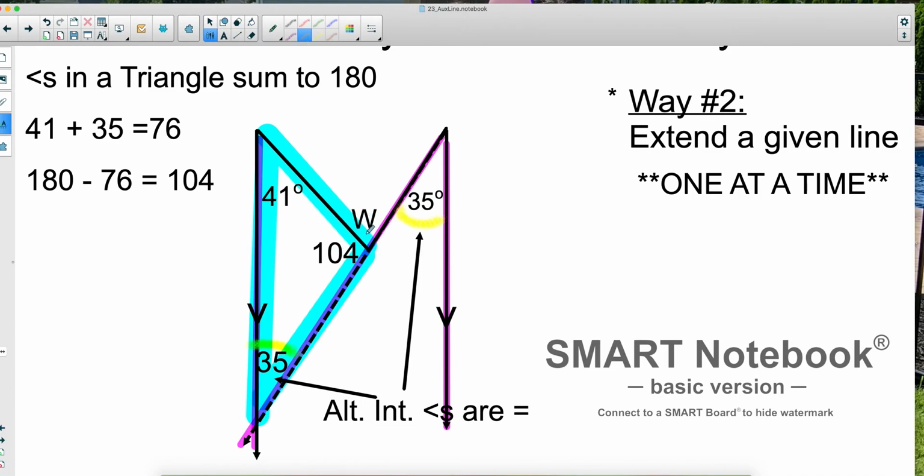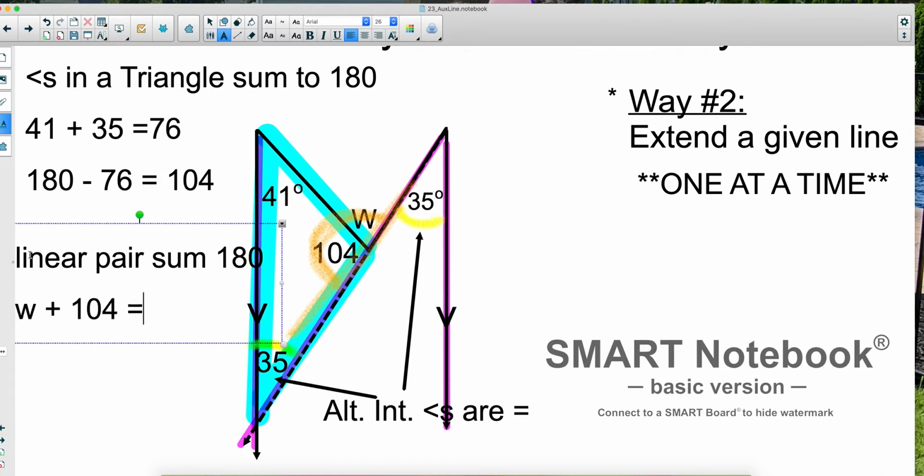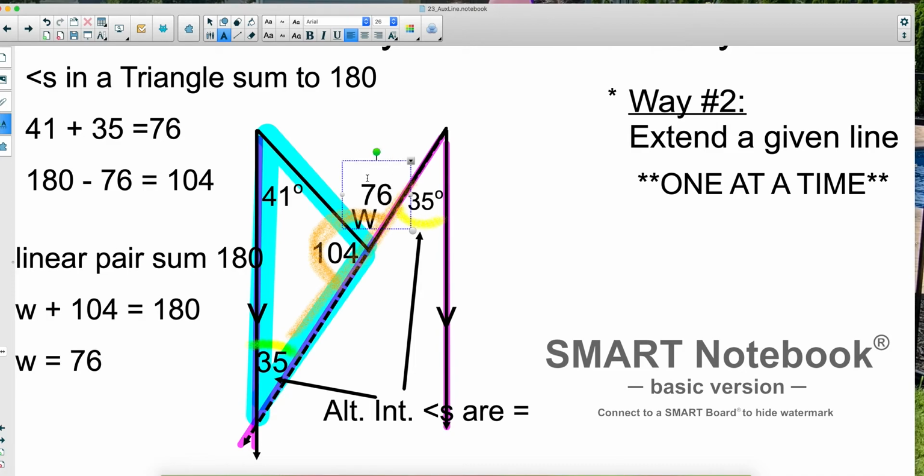My last step is that W and 104 are adjacent on a straight line. So these two angles make up a linear pair. Right, so these two angles are on this straight line. They have to sum to 180. So over here underneath, I'm going to put linear pair, sum 180. So that's W plus 104 equals 180. Oh, so that means that W equals 76. And that's what we found before. So that's how we can again come up with 76 as your final answer, just like we did while putting in the auxiliary line through.